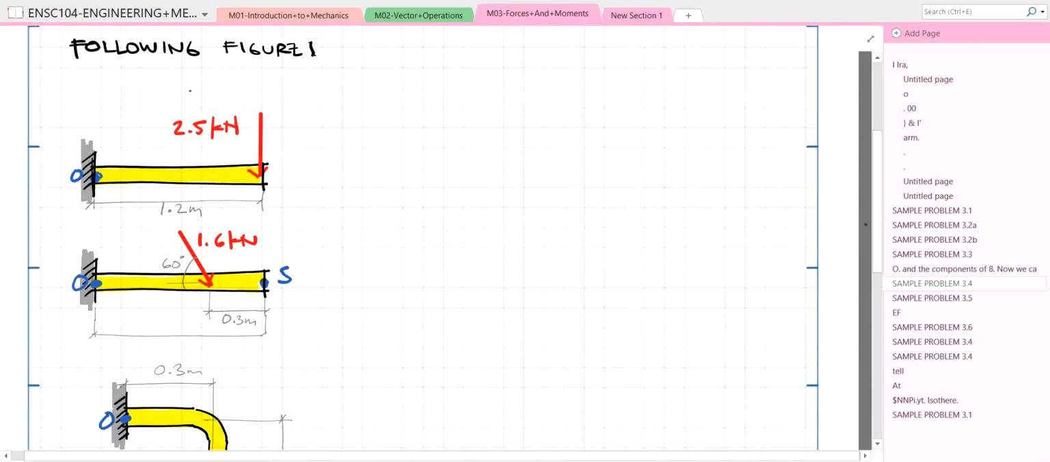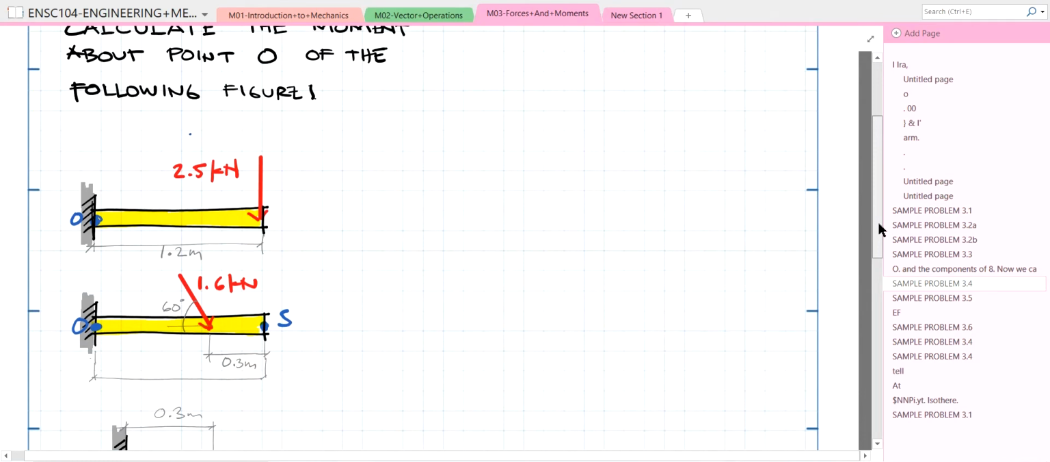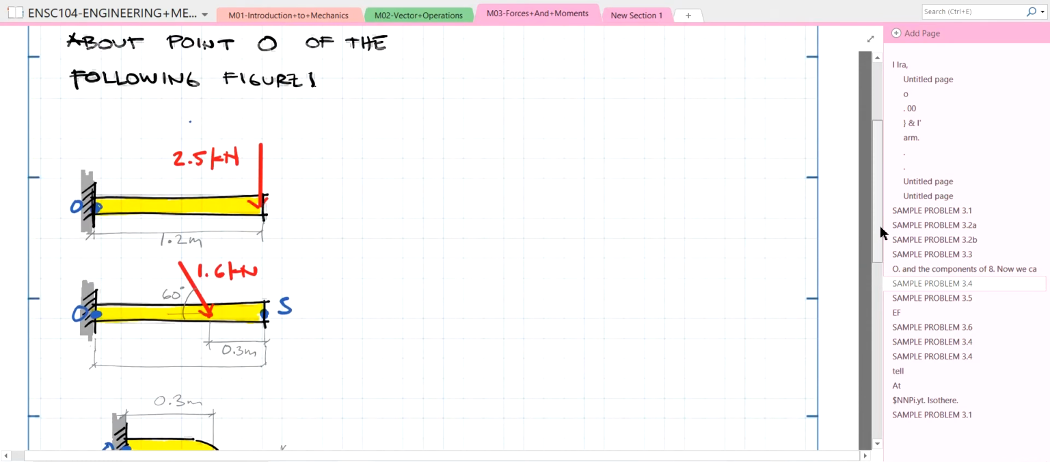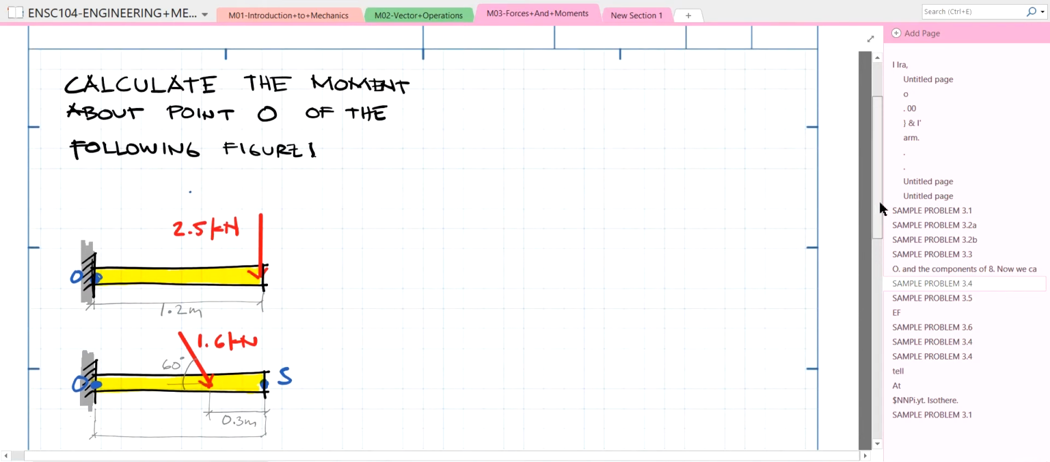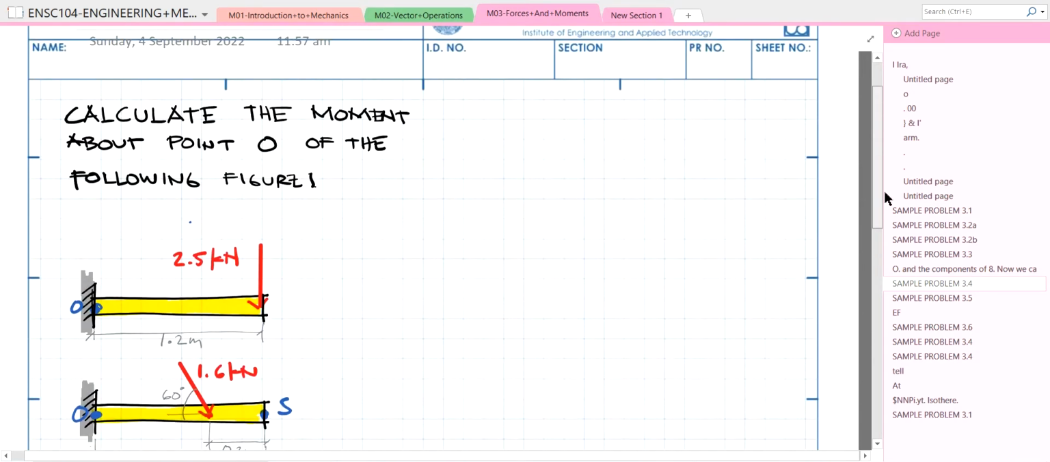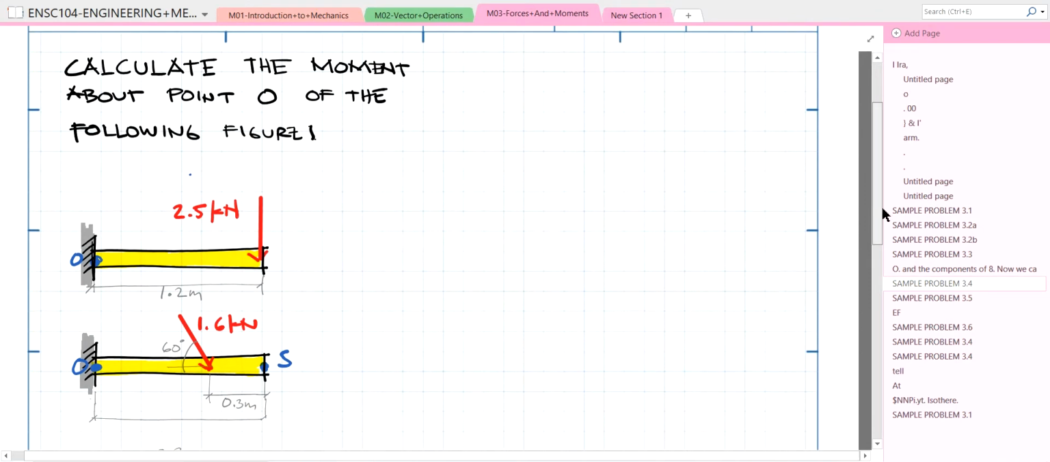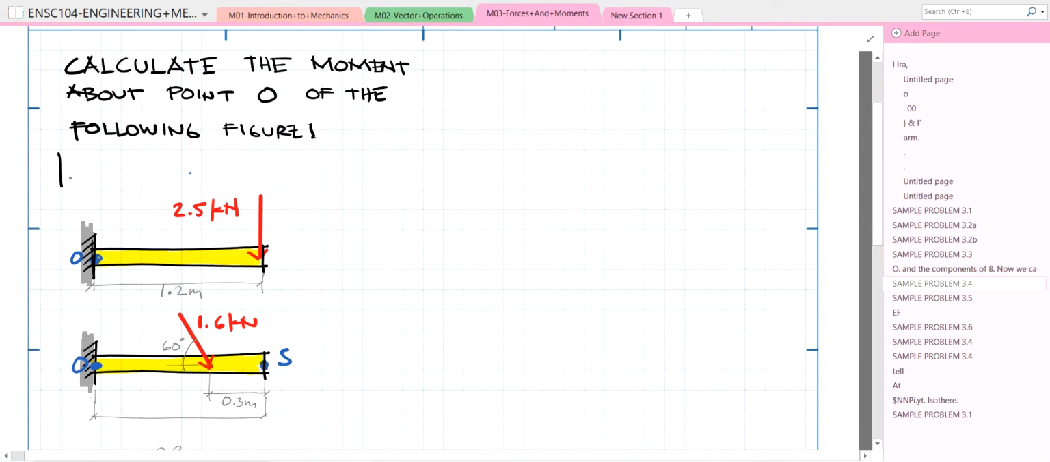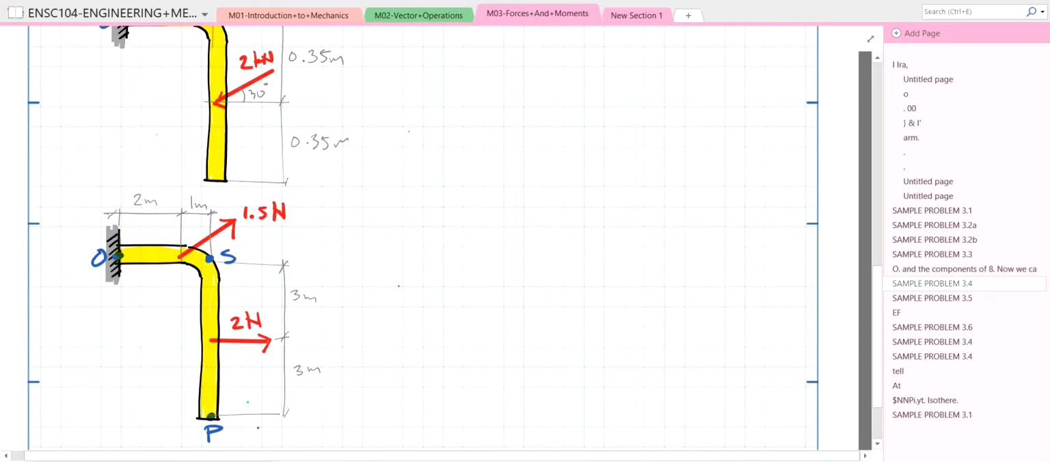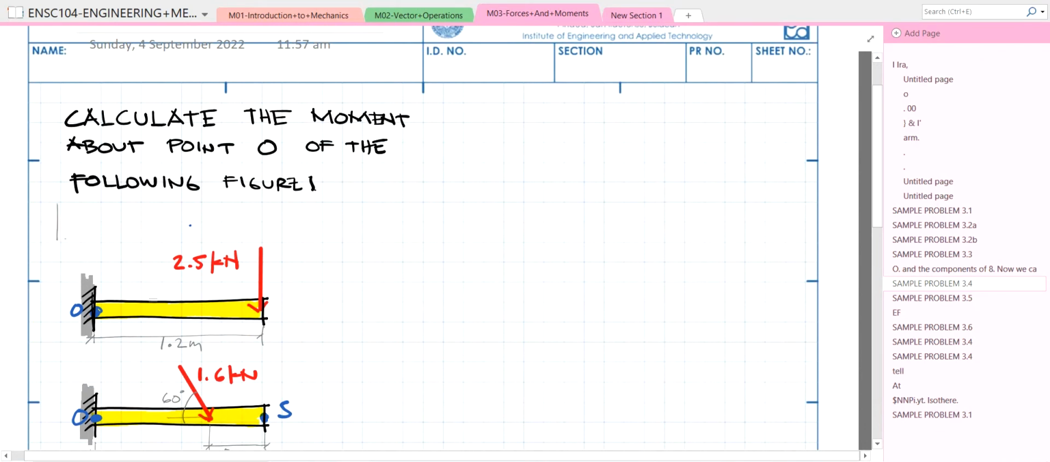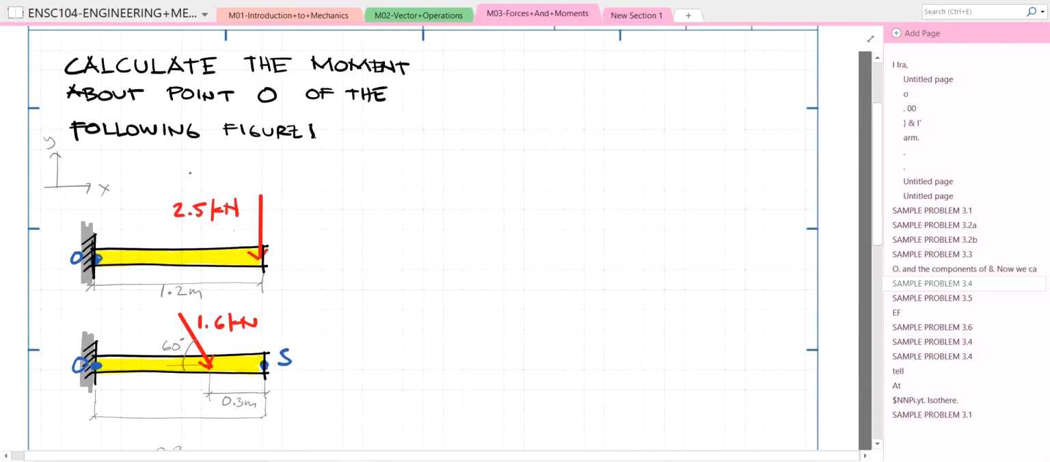So that means what we want is just the magnitude, the equivalent magnitude of the moment, as well as the direction. In terms of illustrating, yes, we can determine the direction, but we're not going to do a vector notation yet. Alright, so it says here, calculate the moment about point O of the following figures. So the first figure is this, and let's assume that we have this x and y axis. Here's our x and here's our y axis.